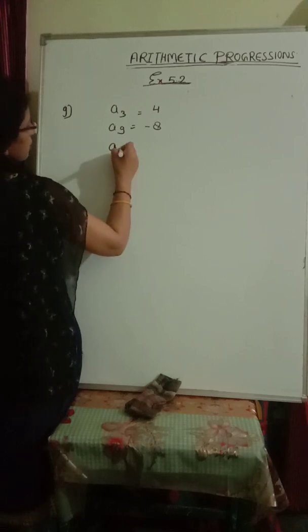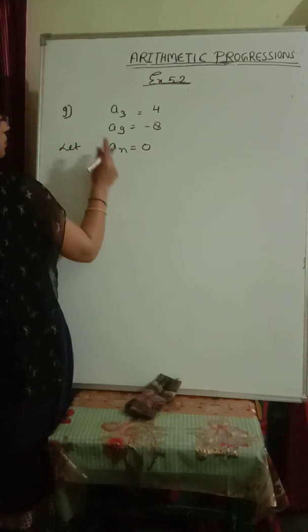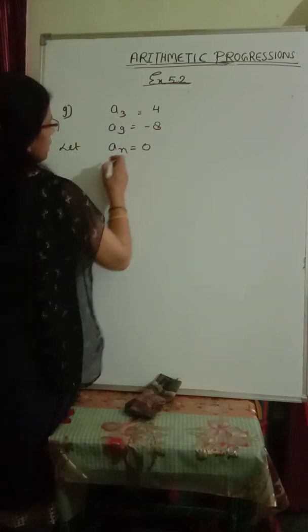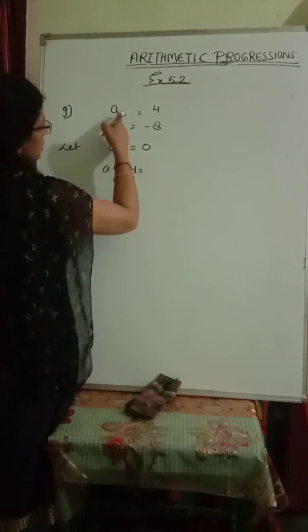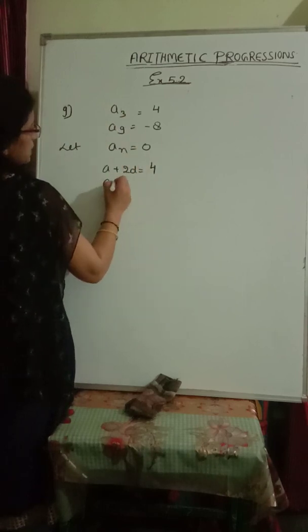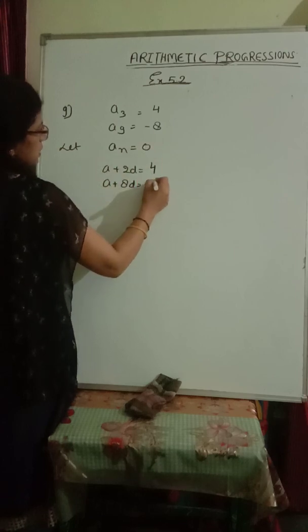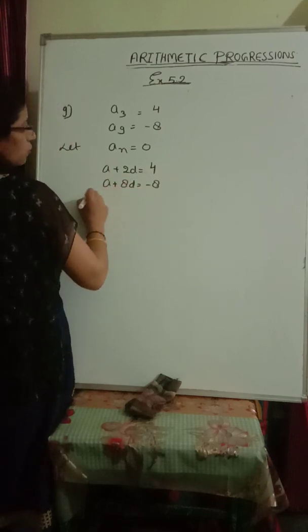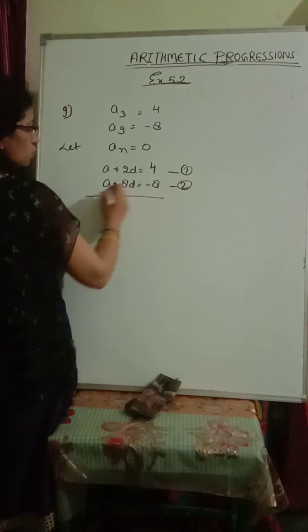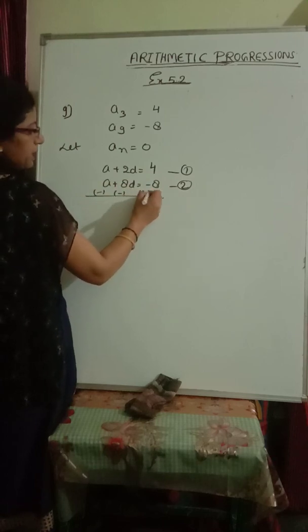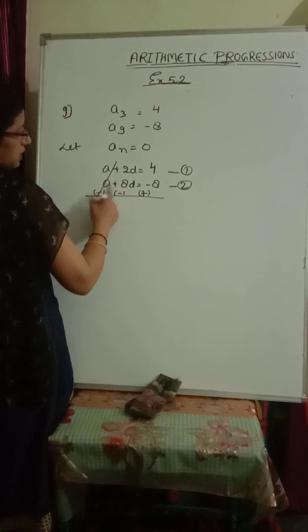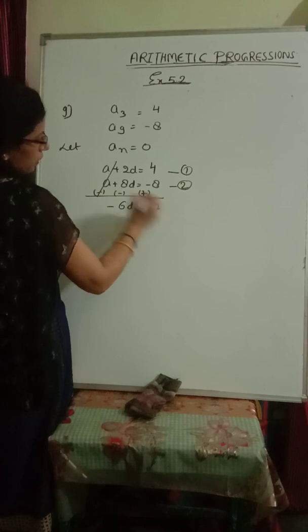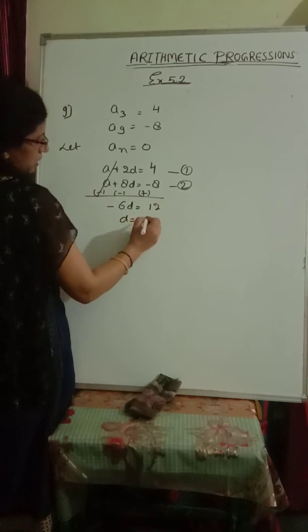So let the nth term be 0. Okay, so now we have to find the value of n, which term will be 0. From these two we can find: a plus 2d is equal to the third term, which is 4, and a plus 8d, the 9th term, is equal to minus 8. How did 8d come? From the formula a plus n minus 1 into d. So now from equation number 1 and equation number 2, subtract the equations. The plus becomes minus. So minus 6d, but minus is equal to plus 12. Okay, d is equal to minus 2.